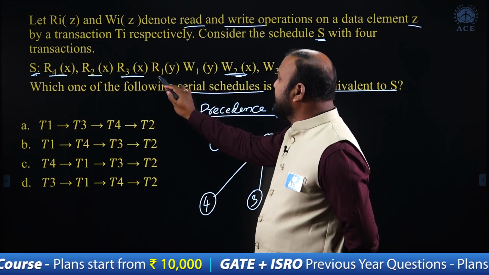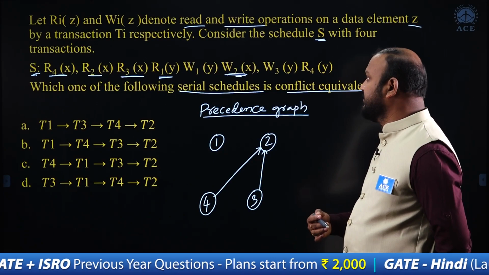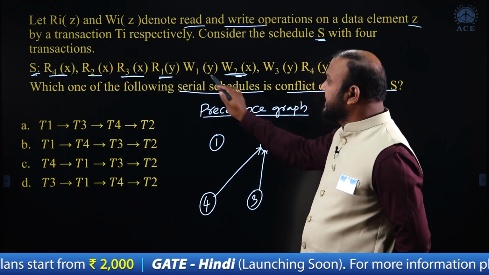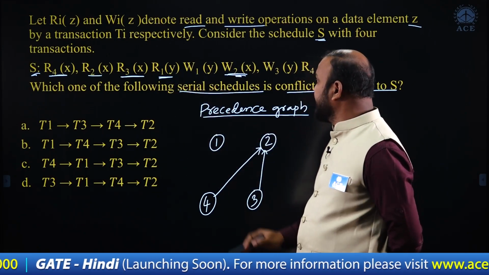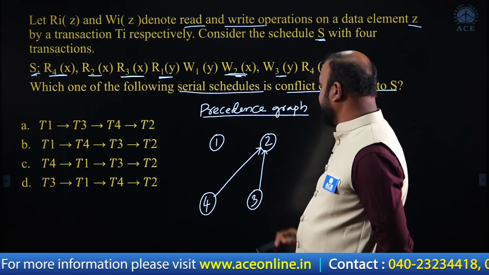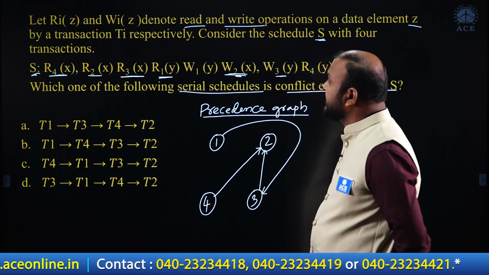Next. R1Y. Read Y is going to conflict with write Y of other transactions. Read Y. It is write Y, but transaction is same. This is write Y, transaction is different. 1, 2, 3. Now 1, 2, 3. We have an edge from 1 to 3.